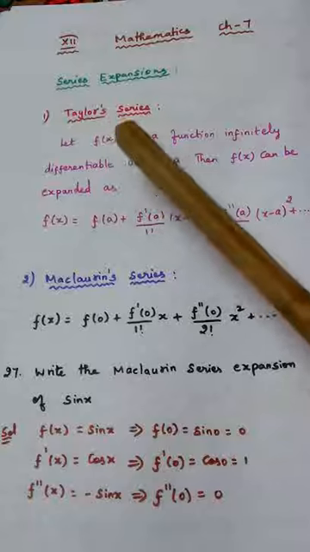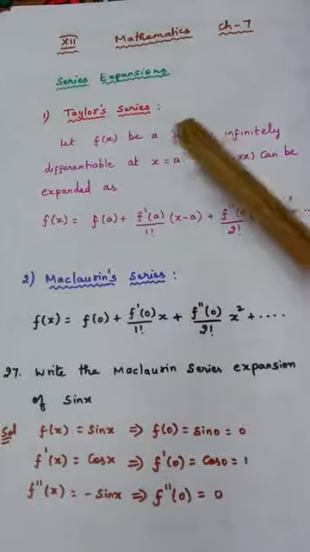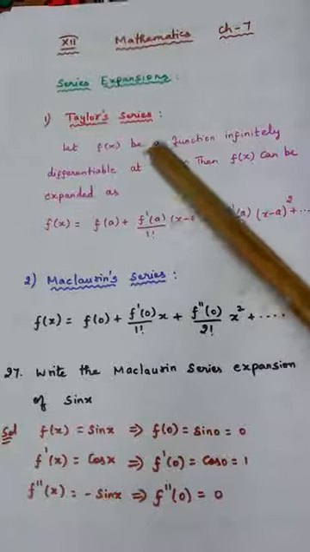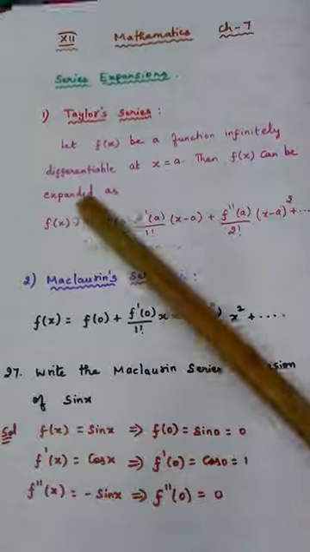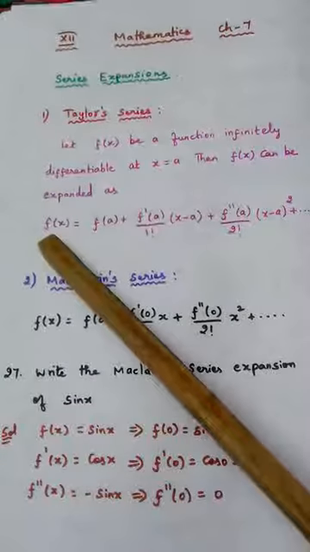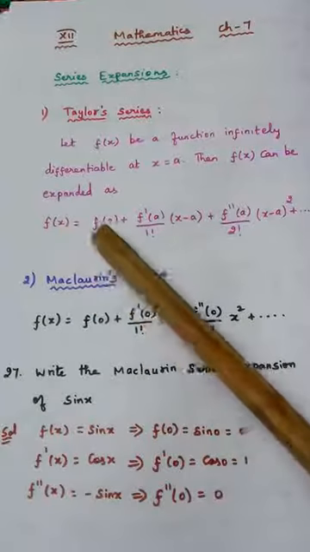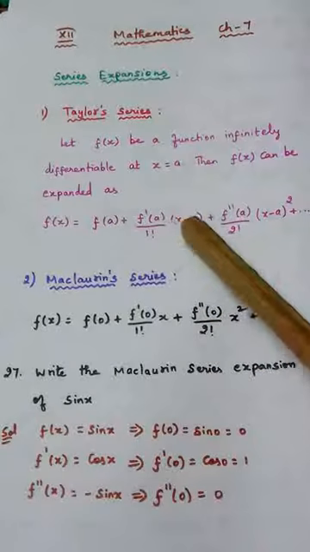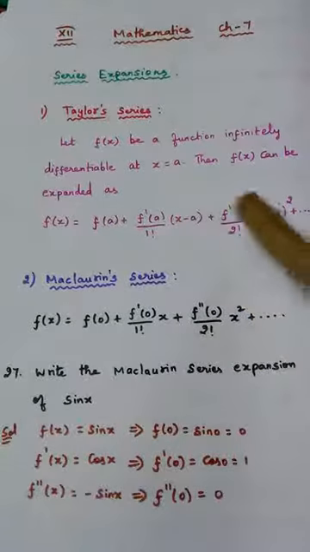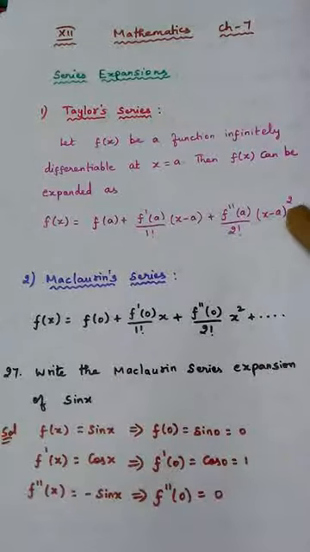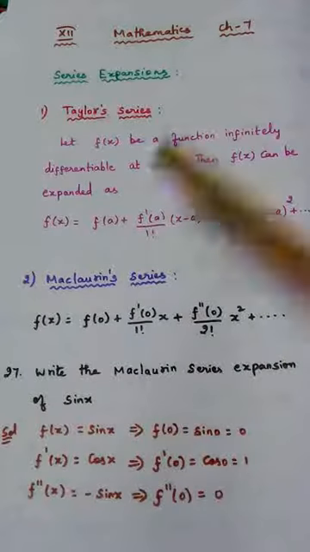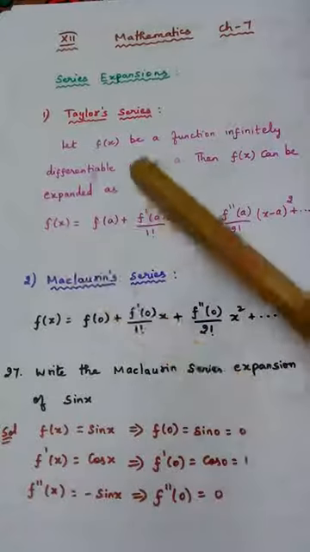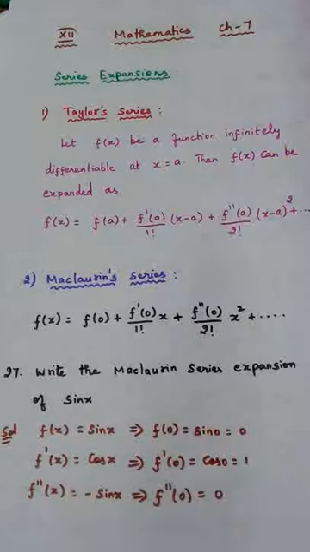So what is the Taylor series condition? f of x should be a function which is differentiable infinitely. Many times we can differentiate it at the particular point x is equal to a. Then that f of x can be expanded like this. What is the expansion? f of x is equal to f of a plus f dash of a by 1 factorial into x minus a plus f double dash of a by 2 factorial into x minus a whole square plus etc. So this function can be expanded like this if this function is differentiable many times at the point x is equal to a. That is called Taylor series.